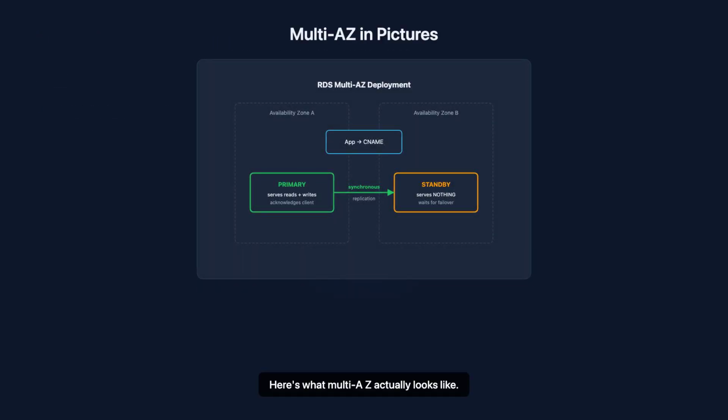Here's what multi-AZ actually looks like. Two availability zones, A on the left and B on the right. The application talks to a CNAME, a hostname, not a fixed IP. The primary in AZ A serves all reads and writes, and acknowledges every commit only after the standby in AZ B has it too. That's the green arrow. Synchronous replication. And critically, look at the standby. It serves nothing, zero traffic. It sits there waiting for the call to take over.